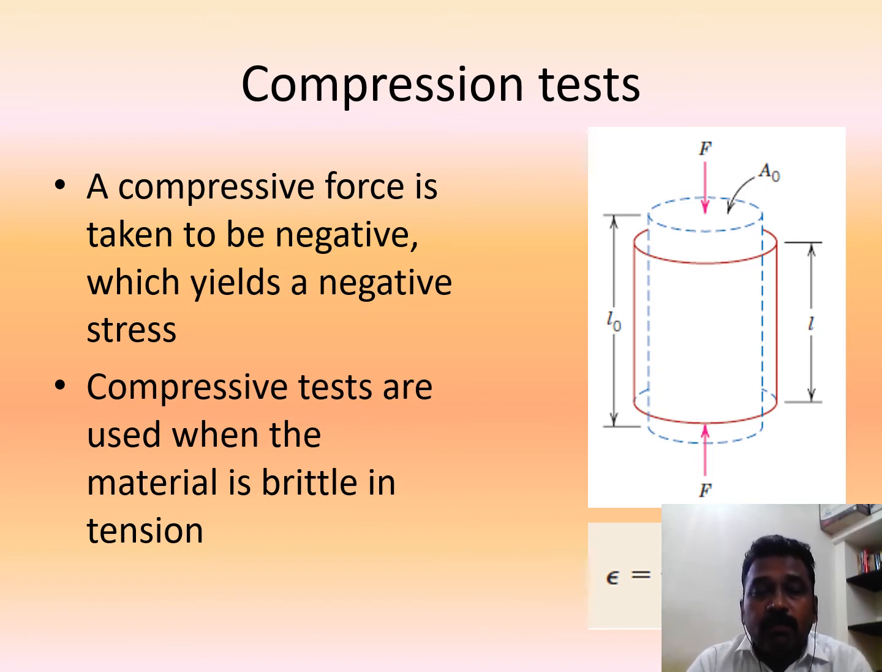These tests are used when the material is brittle in tension. Any material to which a tensile test cannot be applied, for example a concrete block. A concrete block cannot be tested in tension. So there we use the compression test to find out the compressive stress.